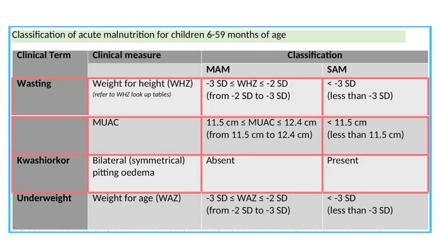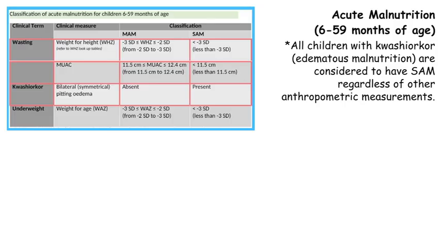And then there's also another clinical term, underweight, where the clinical measure is weight for age, where the weight for age Z-score will be from -2 to -3 SD if they have moderate acute malnutrition, and if they have severe acute malnutrition, it will be less than -3 Z-scores.